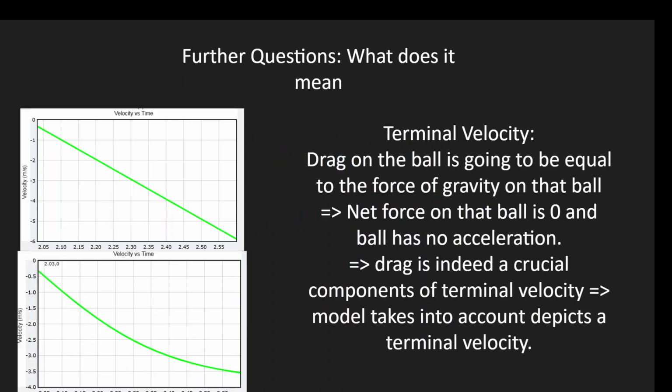So I'll answer some further questions. What does terminal velocity mean? It means the drag on the ball is going to be equal to the force of gravity on that ball. So the net force on that ball must be equal to 0, and the ball has no acceleration. So the drag is indeed a very crucial component of the terminal velocity, and therefore the model, like on your left hand, has to take into account drag, which depicts a terminal velocity.